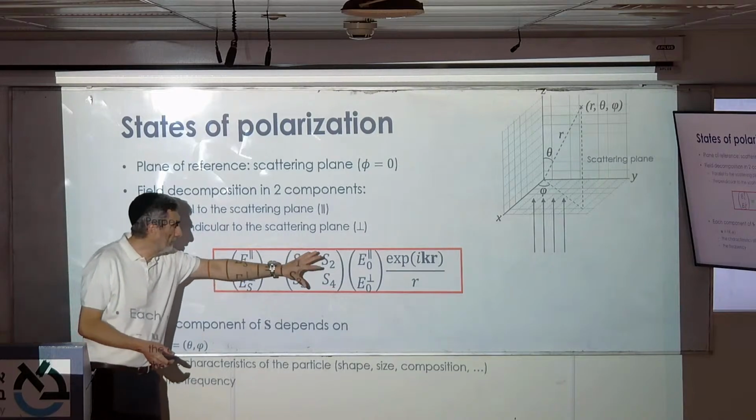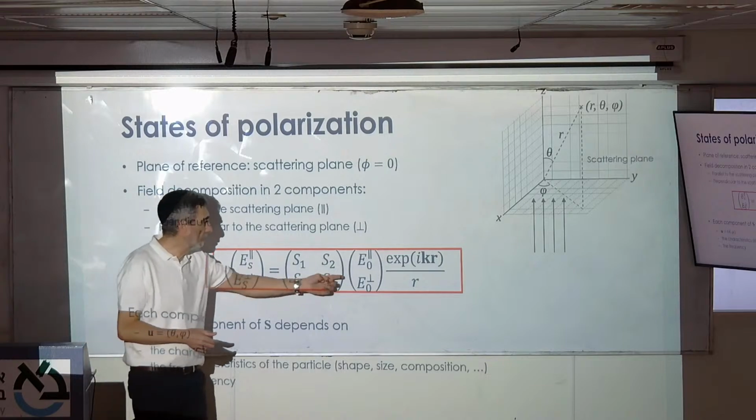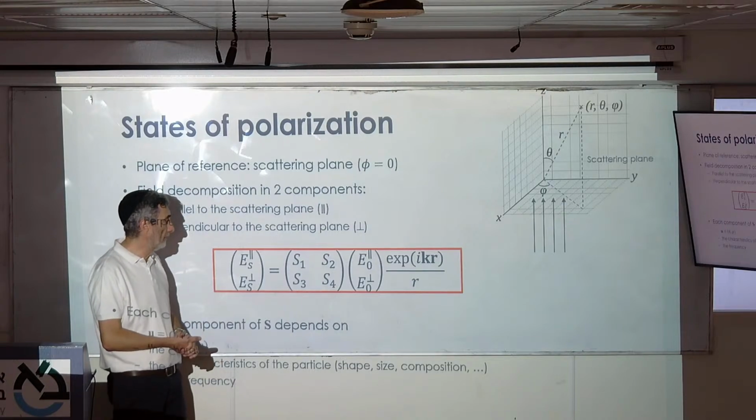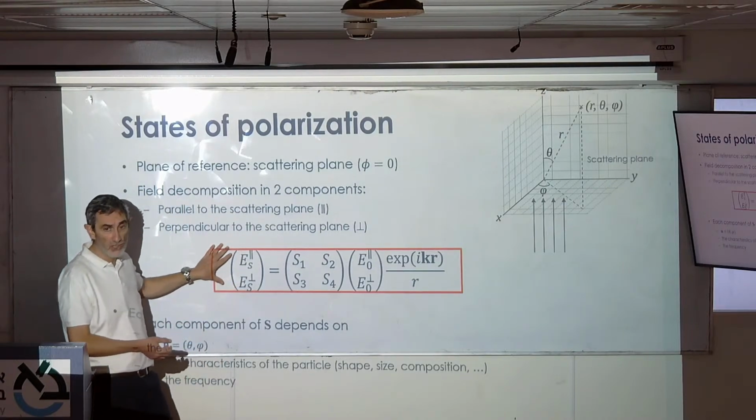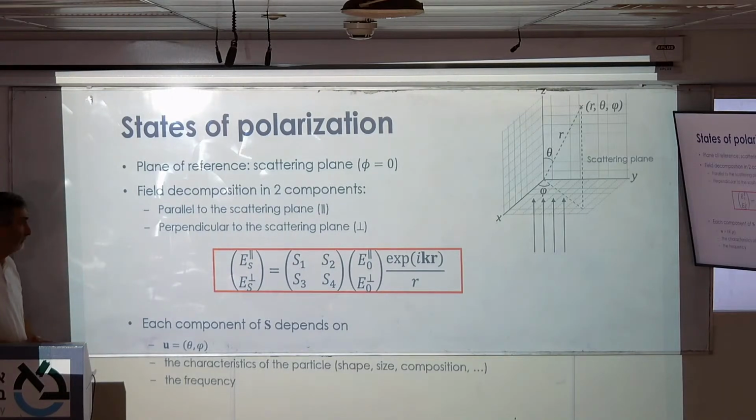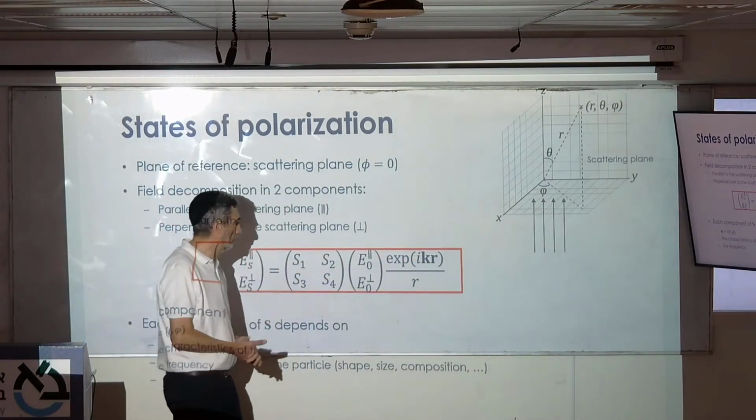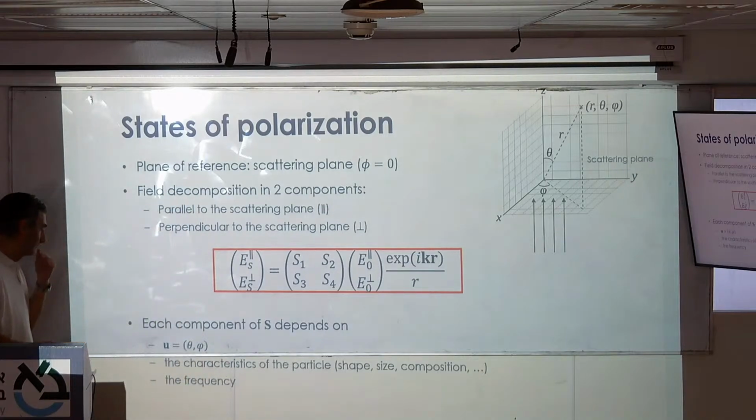So this matrix actually tells you how you mix the different components of the incident wave, parallel and perpendicular, how they are mixed together to create a new state of polarization for the scattered wave in the particular direction that we are considering, times the spherical wave. So now it's not only one number, but it's 4 numbers. So each component of S depends on theta and phi, on the characteristics of the particle: the shape, size, composition, and the frequency.